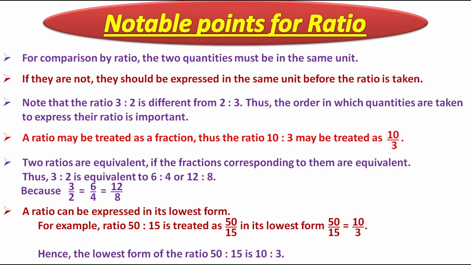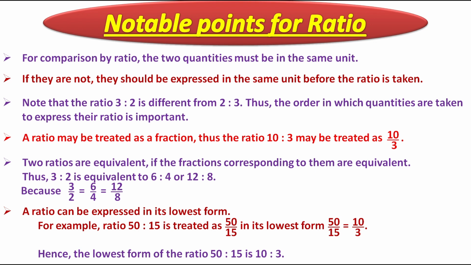For example, the ratio 50:15 is treated as 50/15, which in its lowest form is 10/3, as we can convert this fraction into the lowest form 10/3. Therefore, the ratio 50:15 in its lowest form is 10:3. So these are the most important points of ratio.